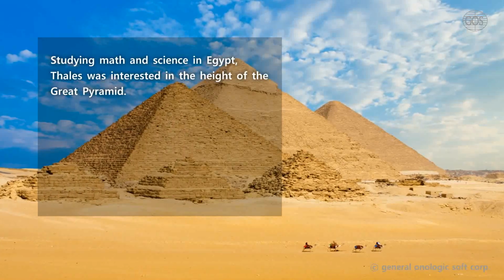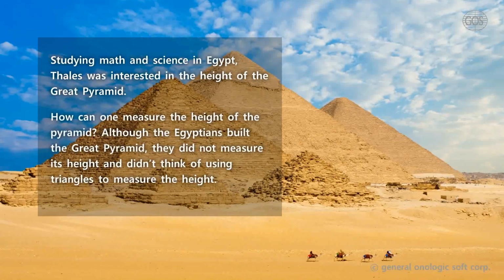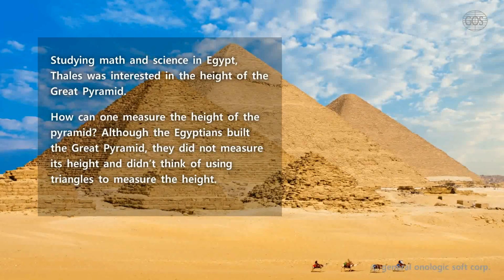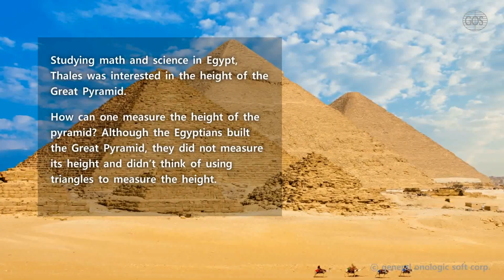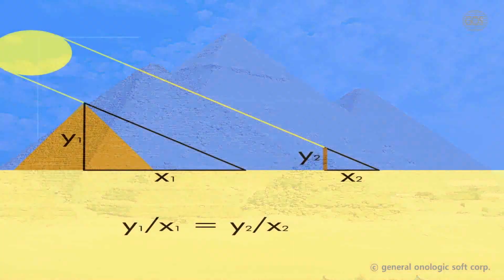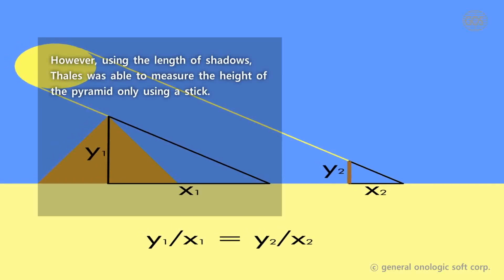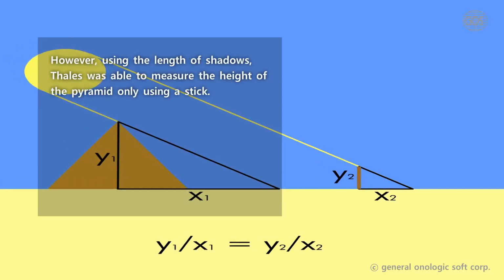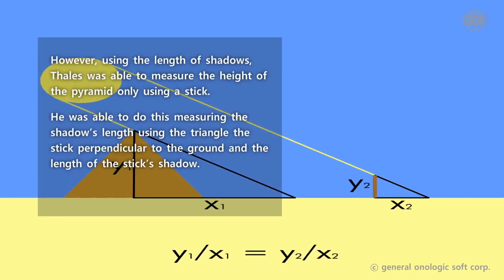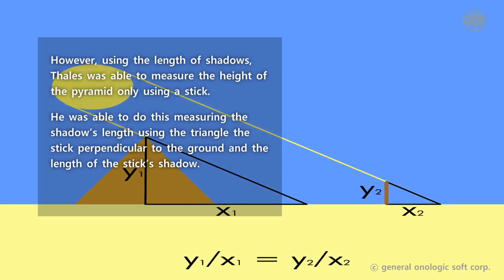Studying math and science in Egypt, Thales was interested in the height of the Great Pyramid. How can one measure the height of the pyramid? Although the Egyptians built the Great Pyramid, they did not measure its height and didn't think of using triangles to measure the height. However, using the length of shadows, Thales was able to measure the height of the pyramid using only a stick. He was able to do this by measuring the shadow's length using the triangle, the stick perpendicular to the ground, and the length of the stick's shadow.